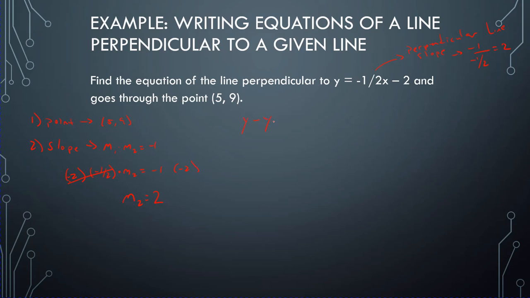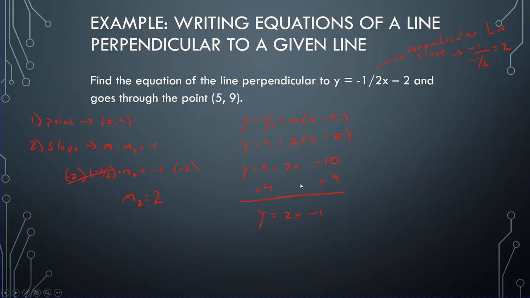So this is y minus y1 is equal to m times x minus x1. Here's my point. So this is y minus 9. My slope is 2, is equal to 2 times x minus 5. So this is y minus 9 is equal to 2x minus 10. And then when you add 9 to each side, you get y is equal to 2x minus 1. And look, their slopes are negative reciprocals of each other. And when you take 2 and multiply it by negative 1/2, you get negative 1. So these lines are perpendicular to each other.